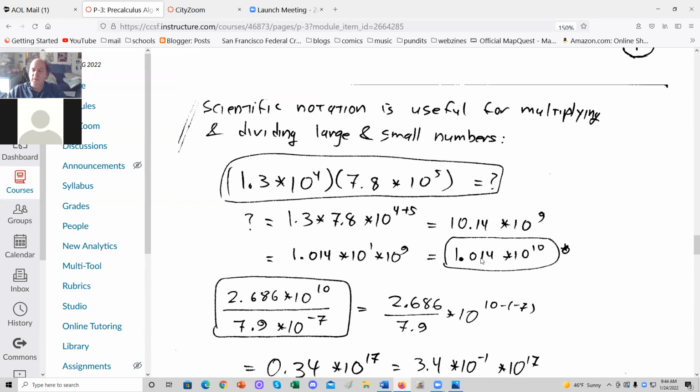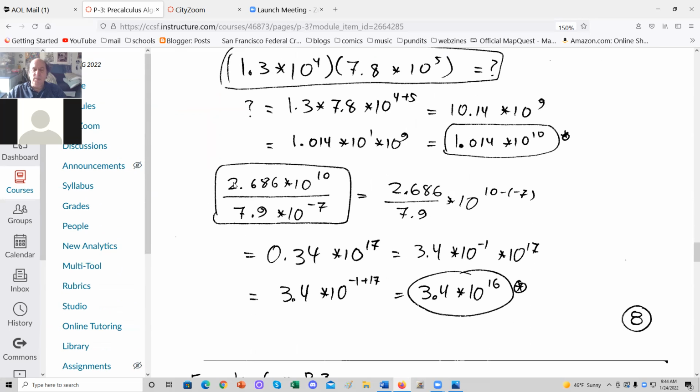You get 1.014 times 10 to the power 10. That's the ratio. That's this product. Here, 2.686 times 10 to the 10th over 7.9 times 10 to the negative 7. So here we're dividing a big number by a tiny number, so it could be an even bigger number. But okay, first, 2.686 over 7.9 comes here.